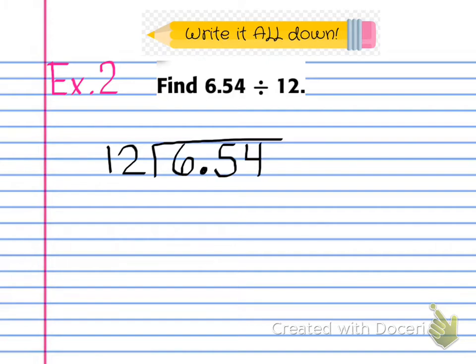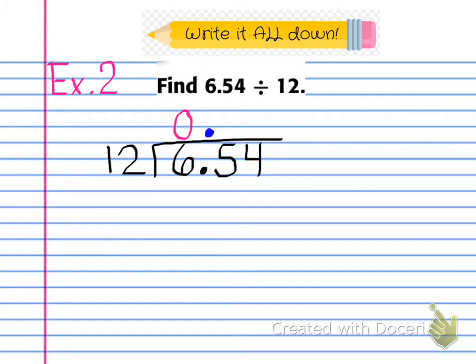And again, just like before, our first step is going to be to place that decimal right above the decimal in the dividend, which is our 6.54, and our quotient is going to be just above that. And then we're going to divide like normal. So we see how many times does 12 go into 6? Well, that's 0 times, so we need to put a 0 right there.